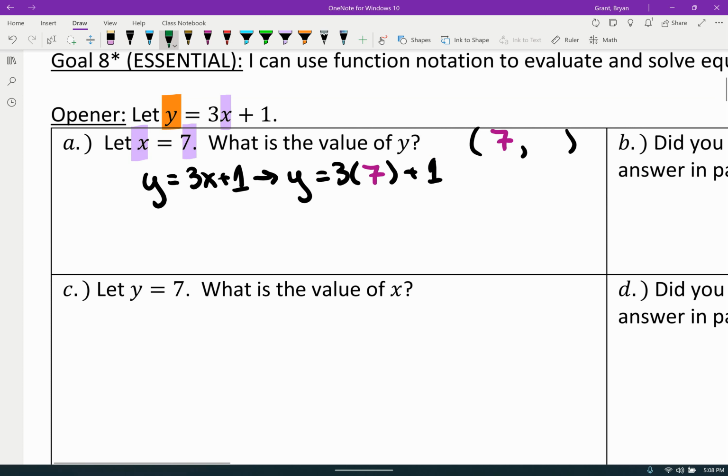Now, you might think I'm a little crazy if I said, here's the value of y. It's 3 times 7 plus 1. Technically, that is a number, 3 times 7 plus 1. But I think most people would prefer if we simplify this to get to that number.